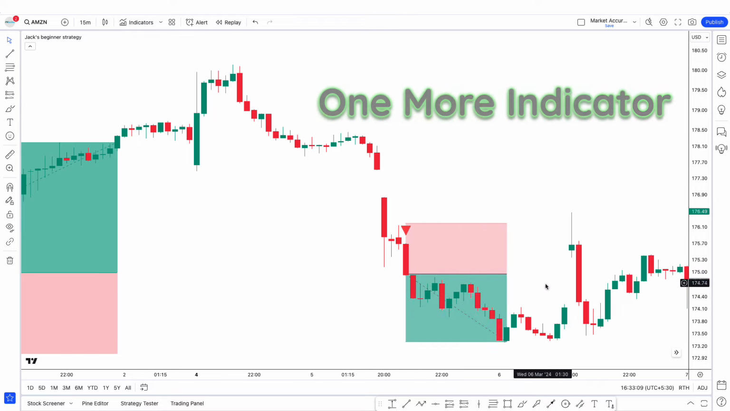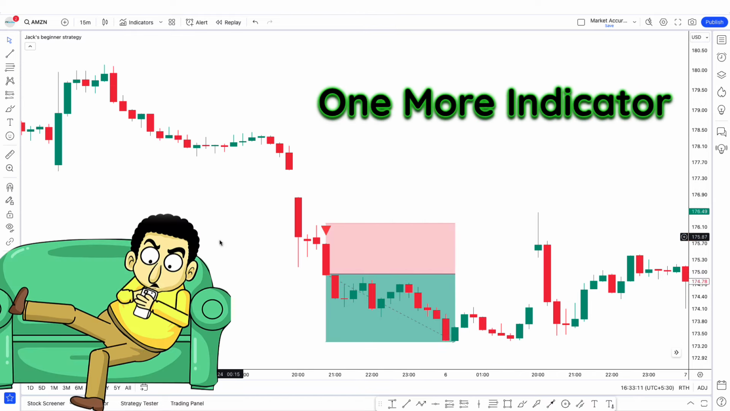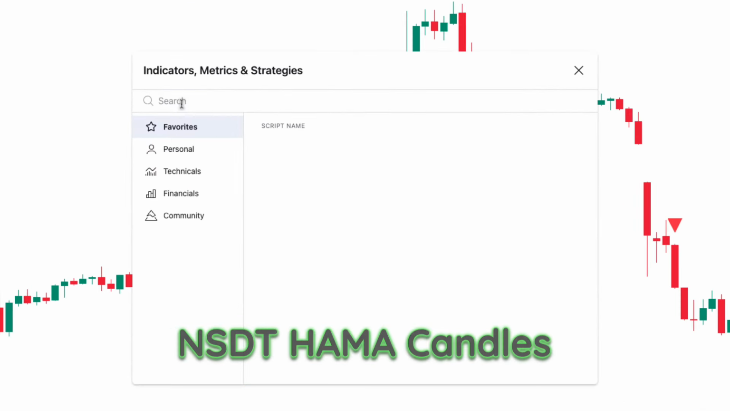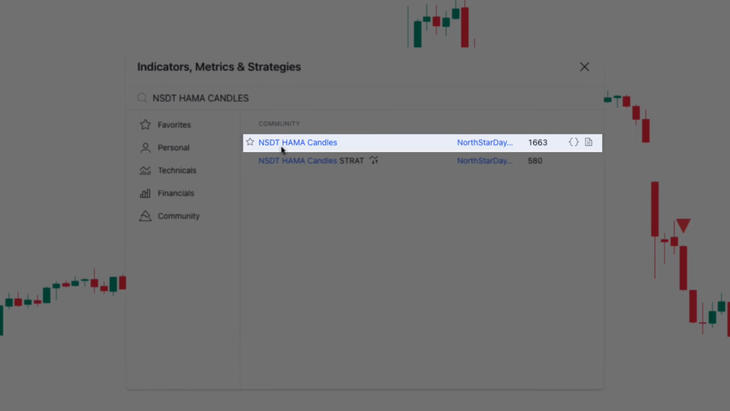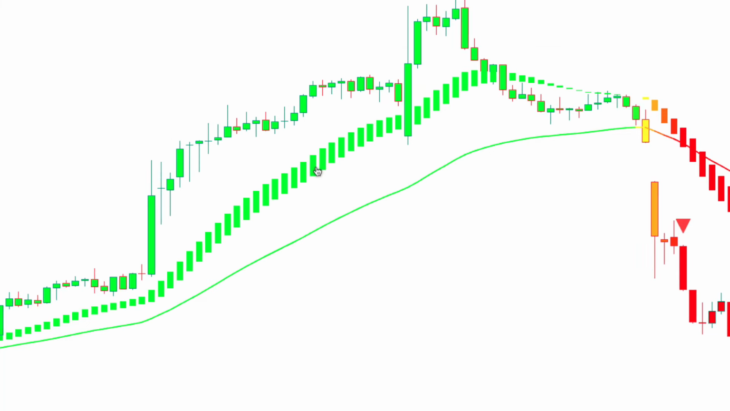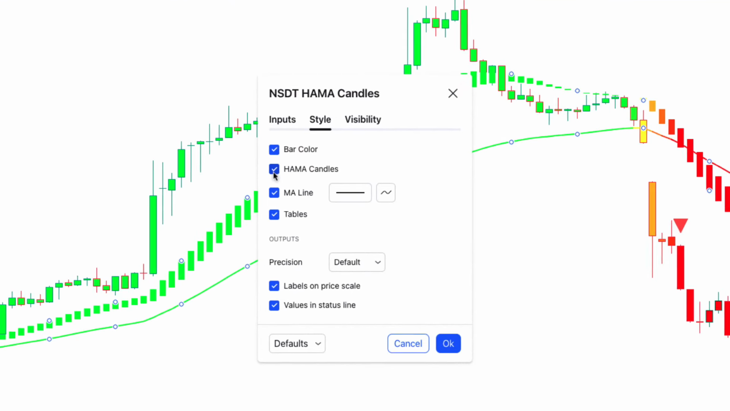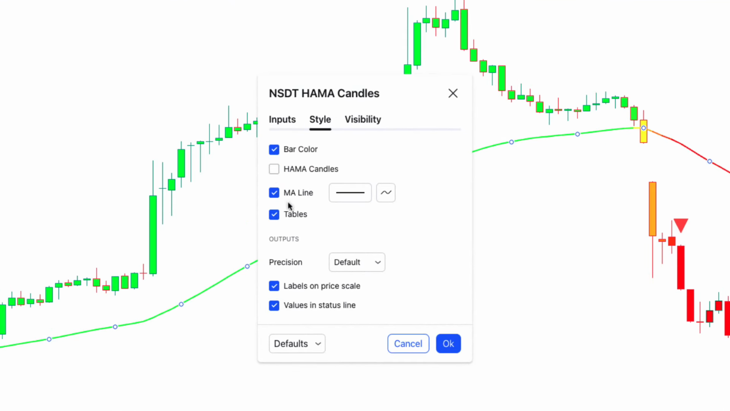Now we'll add one more indicator to make this strategy more profitable. In the indicator search tab, type NSDT Hama Candles, and select this one called NSDT Hama Candles, created by North Star Day. Now let's access the settings of this indicator so we can modify it to suit our strategy. Here we have to keep these options hidden, you can see.